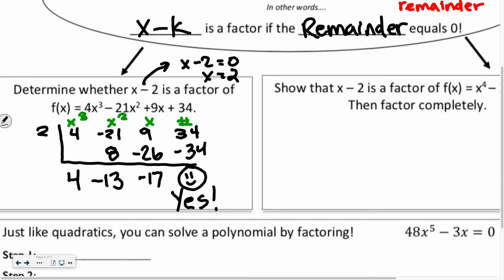No. Okay, so there are going to be some questions on your homework assignment that are just like, determine whether or not it's a factor. Do synthetic. If you get a 0, say yes. If you don't get a 0, say no. But make sure you set up your synthetic correctly.